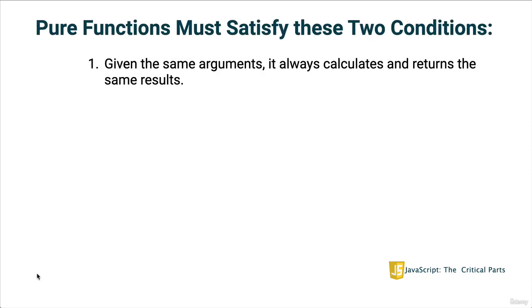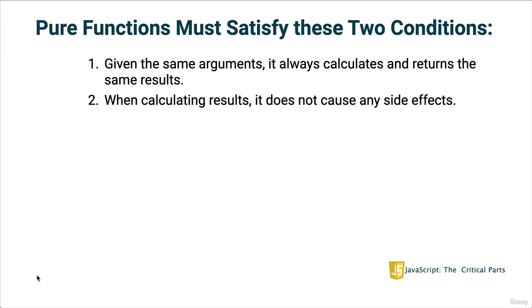First, if we pass in the same arguments to the function, it always calculates and returns the same results. That's the first thing. The second condition it must satisfy is that when calculating the results, the function does not cause any side effects. Now, what do we mean by side effects? Well, we'll get into that as we look at some examples. But basically, pure functions don't depend upon or modify anything outside the function scope and always return the same results whenever the same input is supplied.